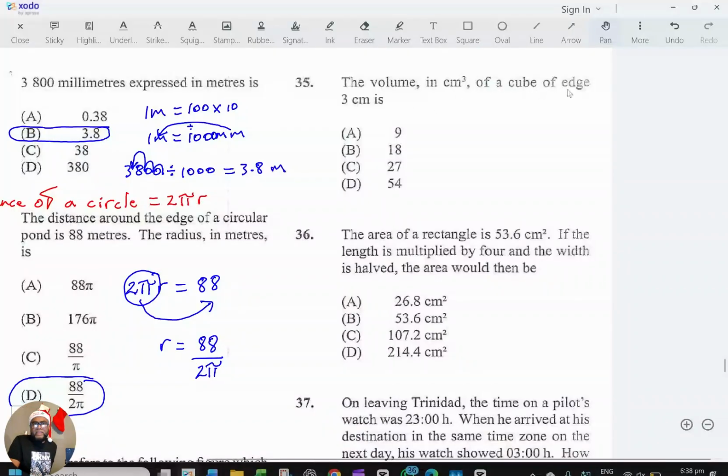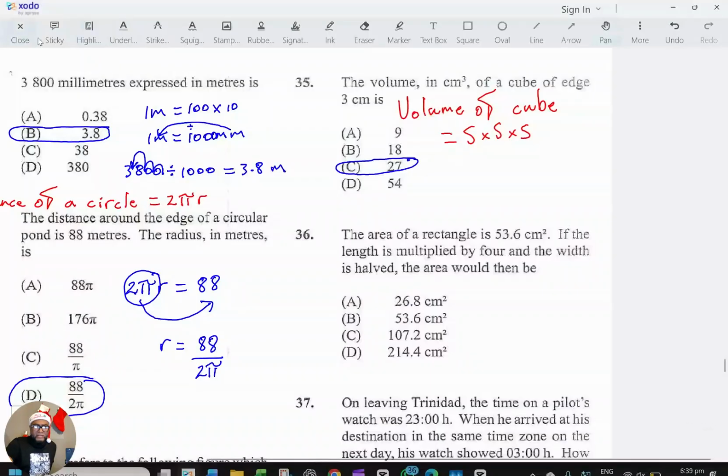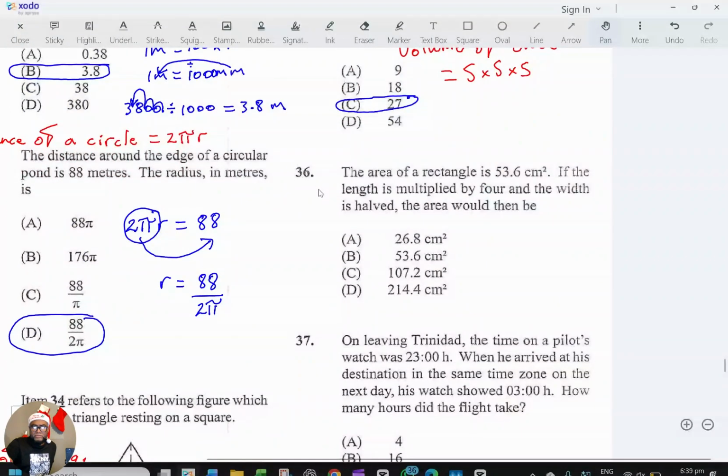The volume in centimeters cubed of a cube of edge 3 centimeters is... what's the volume of a cuboid? Right, so volume of a cube is equal to, well, all the sides of a cube are the same, right? So side by side by side, which is 3 3s are 9, 9 3s would be 27. 27. Right? Let's go.